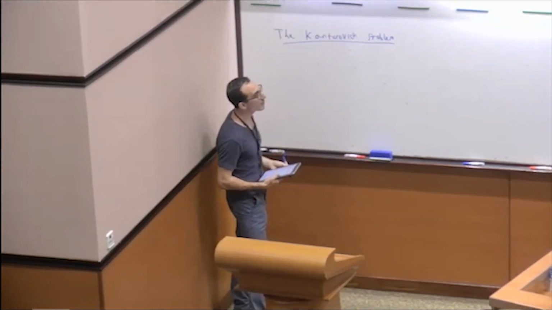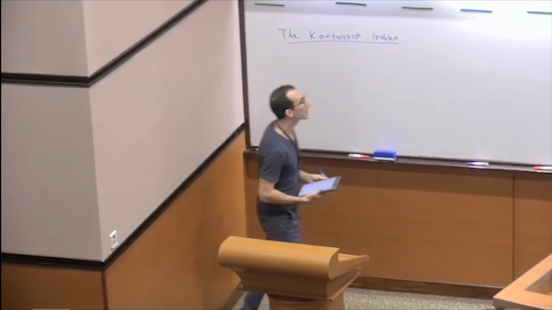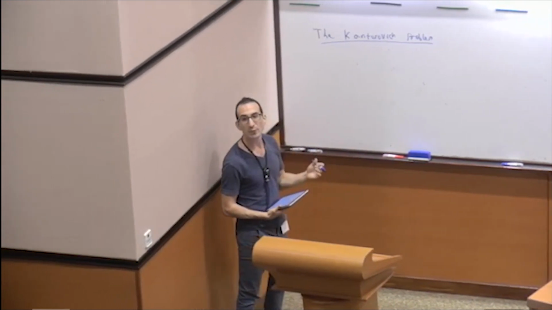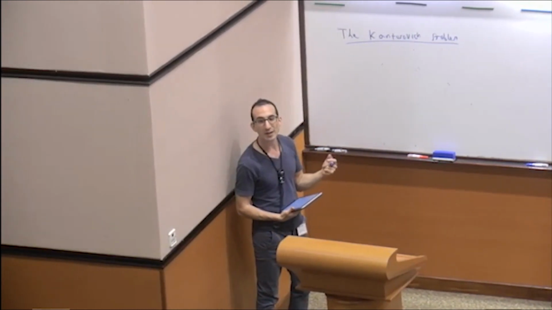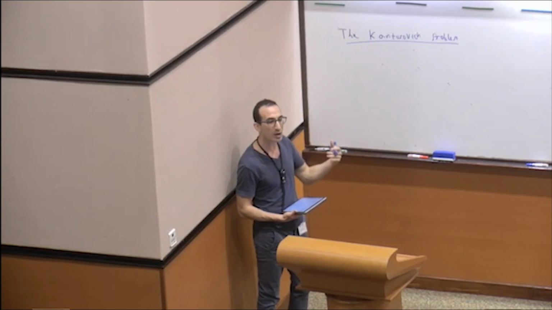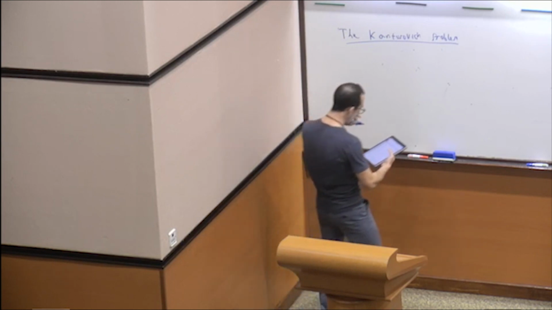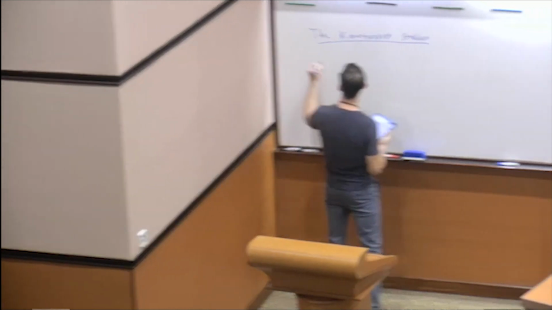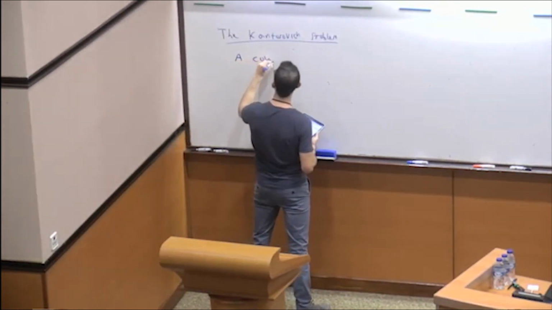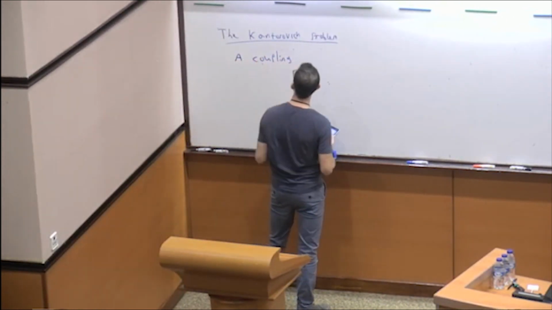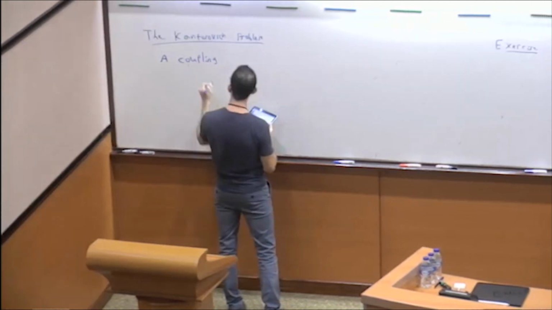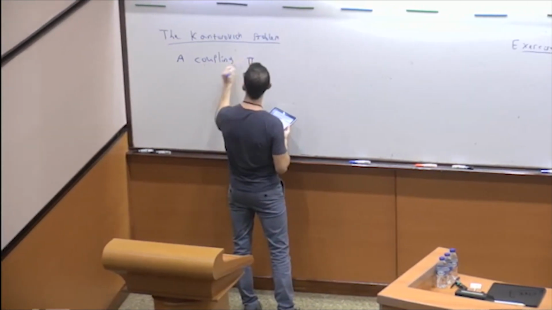To explain the Kantorovich problem, I have to explain the notion of a coupling. What does it mean to couple two random variables? For this we would think of a coupling as a way of extending the idea of transporting between two random variables. It's probably something that you're familiar with, but let me just remind you. So a coupling, we'll call it pi.